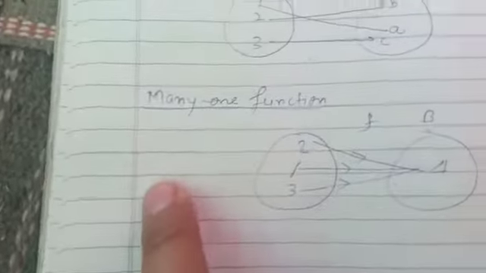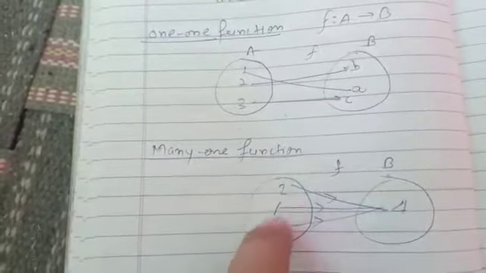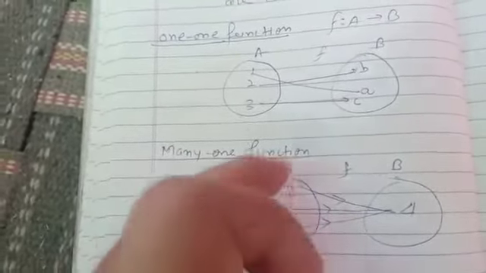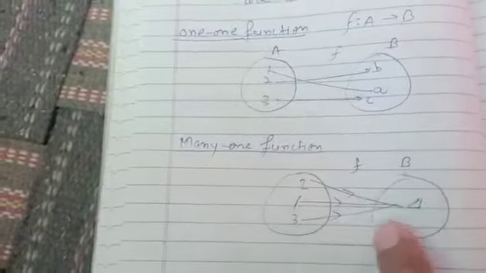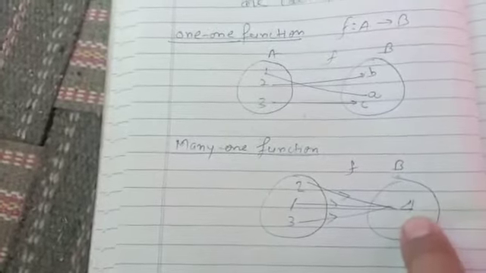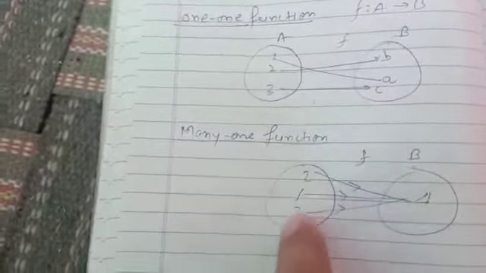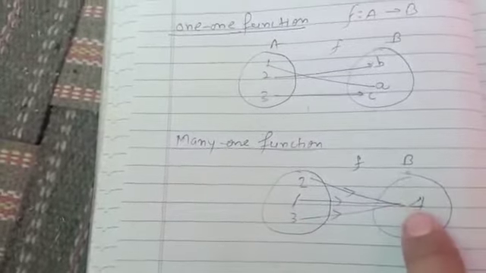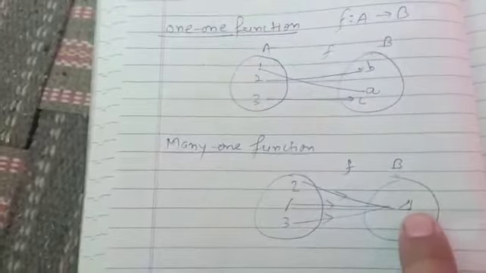And many-one function. When so many elements of set A have the same image, a single image in B, this is called many-one function. Many elements are related to one element, so this is called many-one function.